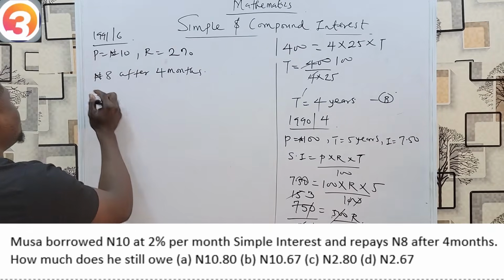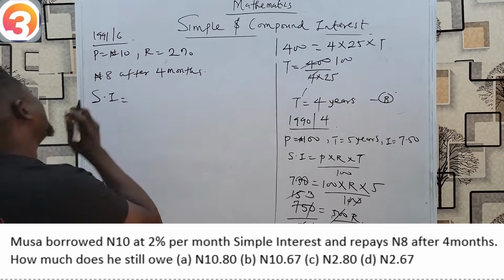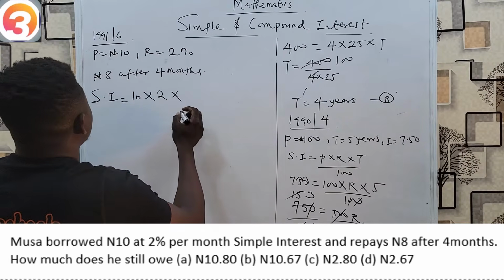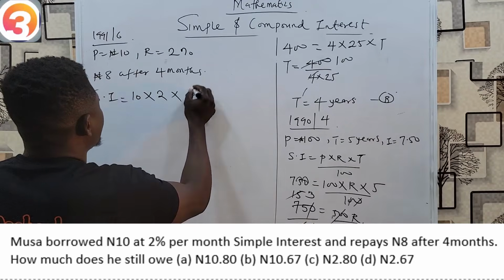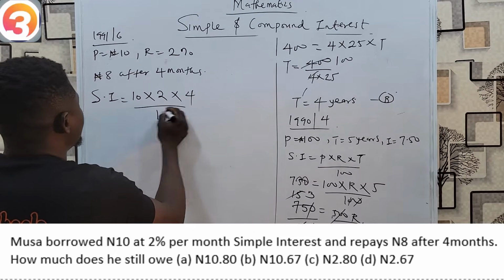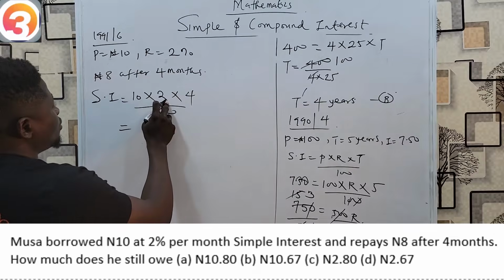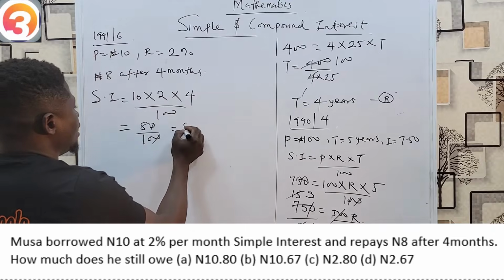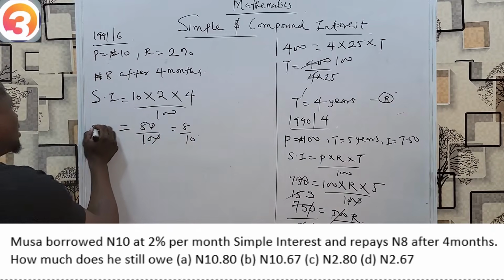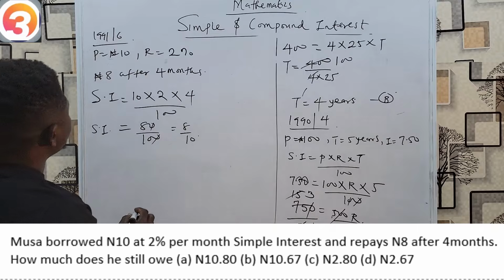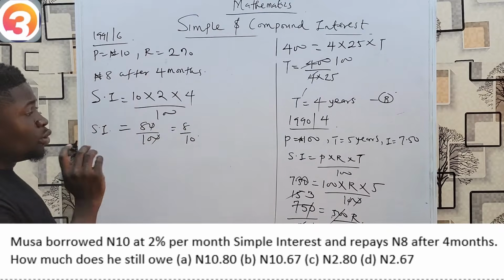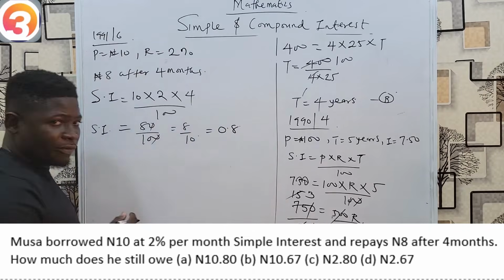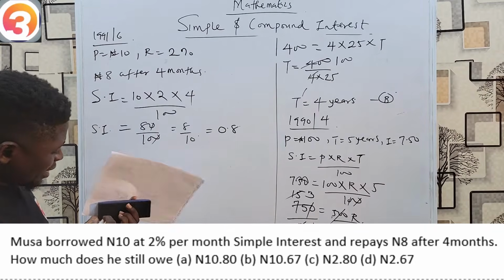So now our simple interest SI is equal to principal 10 times rate 2 times time 4 over 100. So our interest is equal to 20 times 4 is 80 over 100, which is 8 over 10. Let's say our simple interest is 8 over 10. Now we know our simple interest, right? 8 over 10 is the same thing as 0.8 from the calculator.